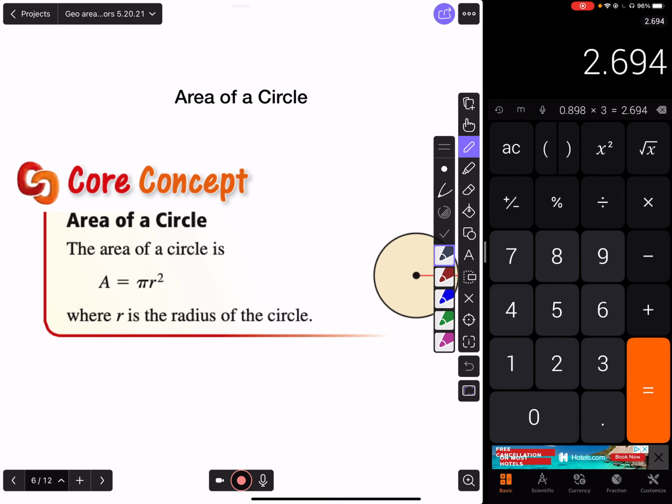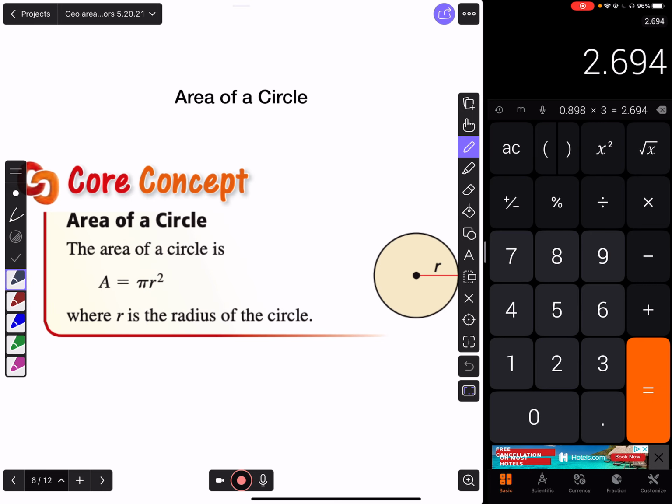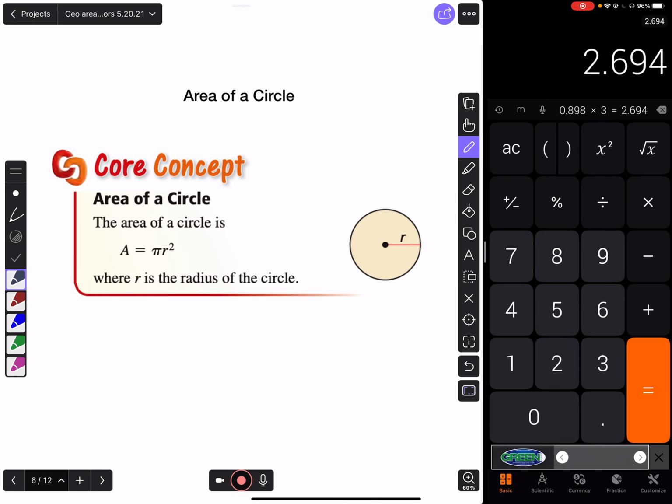So let's see if I can clear a little of this out of the way so you can see a little bit better. There we go. So the first thing is a review of the area of a circle. Now remember, the area of a circle is how much basically two-dimensional space it takes up. So we're trying to calculate this kind of tan-looking area right here. And to figure out how much space this tan area takes up, we use the formula area equals pi r squared, where r again is our radius, just like it was in circumference.